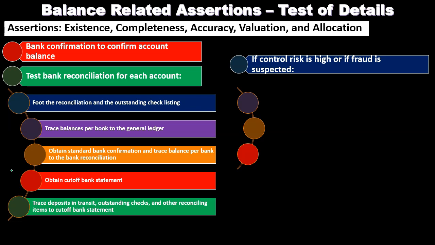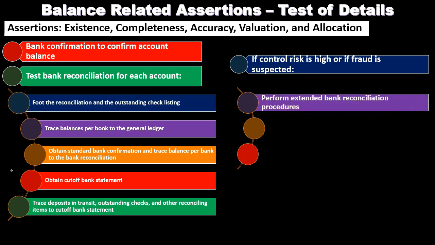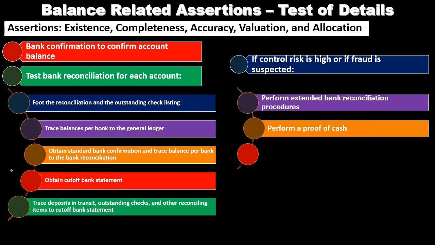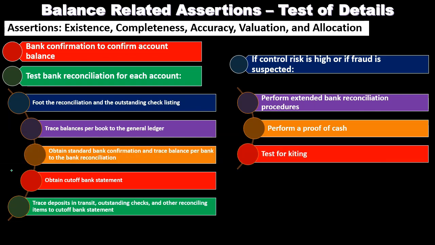If control risk is high or a fraud is suspected, then we can do other types of testing. We can perform extended bank reconciliation procedures, perform a proof of cash, and test for kiting.